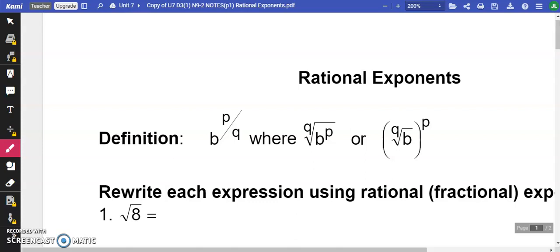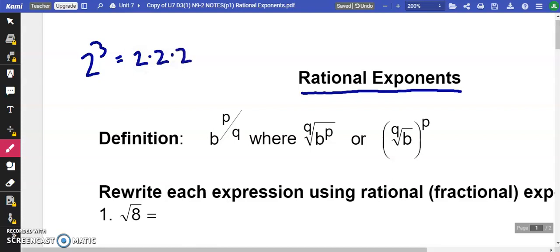Hello and welcome. In this video, we're going to be talking about rational exponents. Of course, we know that an exponent basically just means that you're multiplying the same thing over and over and over again, and the exponent just tells you how many times you need to multiply it. So if I had 2 to the power of 3, that's 2 times 2 times 2, which gives us 8.